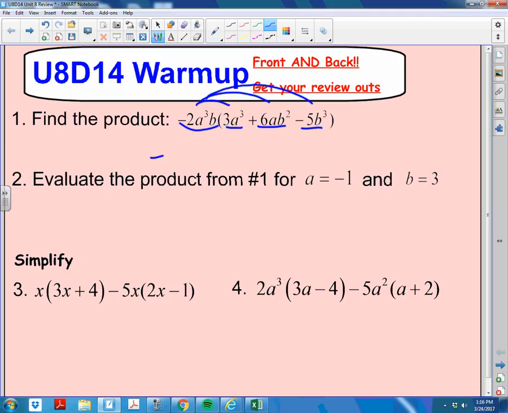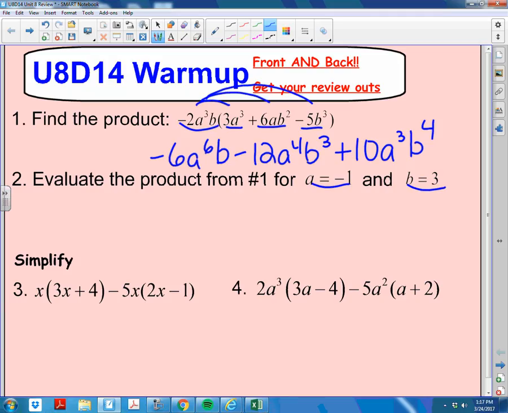So what we end up with is -6a to the 6th b, because remember when you multiply the variables with exponents, you're really adding, minus 12a to the 4th b to the 3rd, plus 10a to the 3rd b to the 4th. None of them are like terms. That is your final answer. You can't do anything with that. Any questions on that?